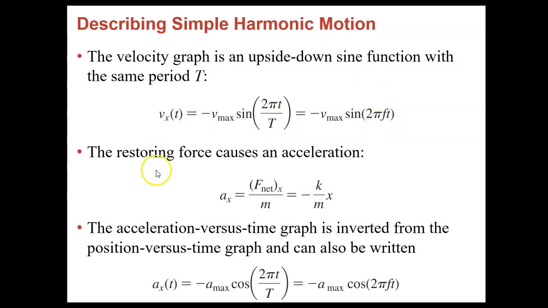And the restoring force causes an acceleration, according to Newton's second law. Acceleration is force divided by mass. Force is spring constant times displacement. So we have our spring constant divided by our mass times our displacement. This little x is just the x direction of the force. So a_x is equal to the net force in the x direction divided by mass. Spring constant divided by mass times displacement is then your acceleration for springs.